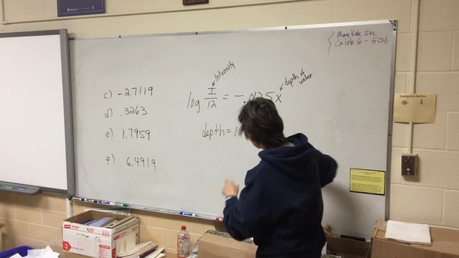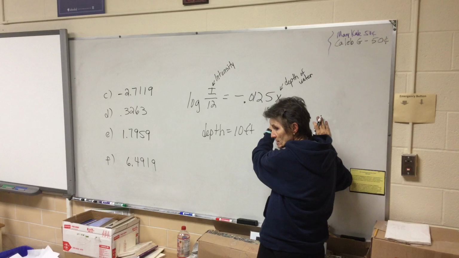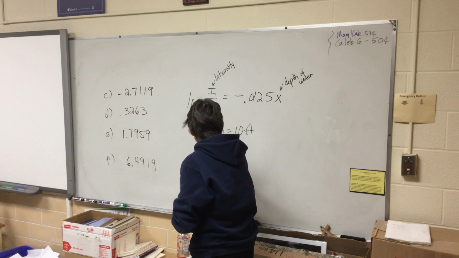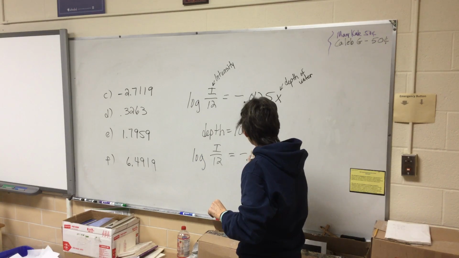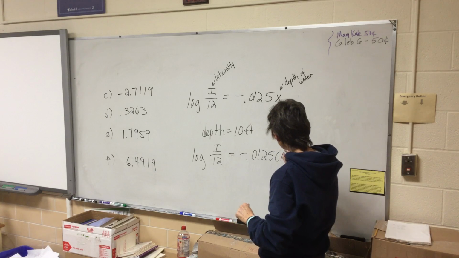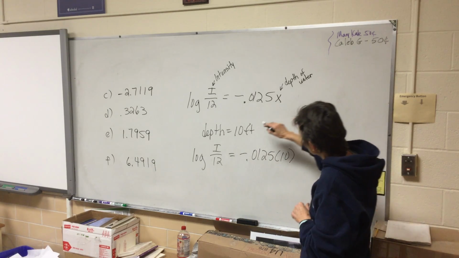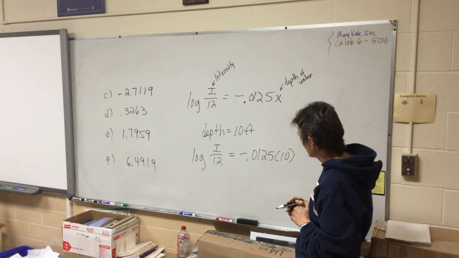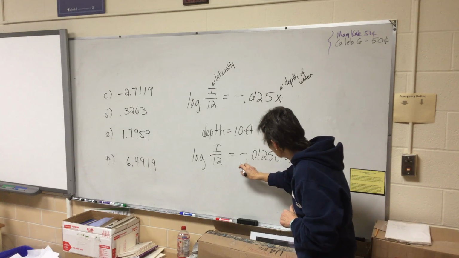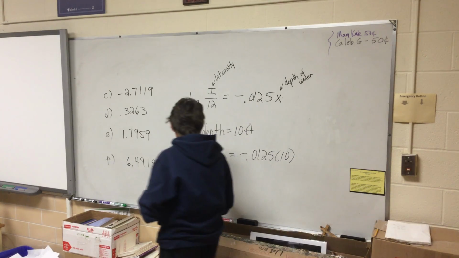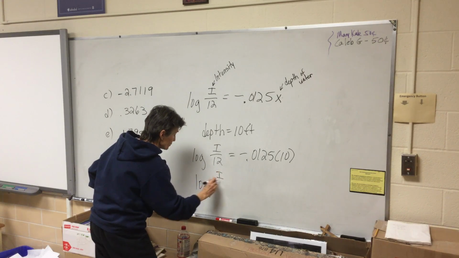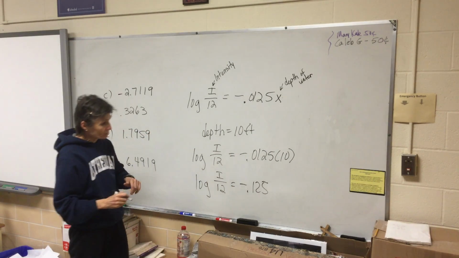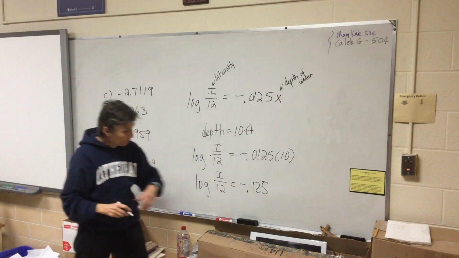So would you all agree that I'm going to put 10 in here for X? So I'm going to have an equation, and I know it's scary looking, but trust me, you're going to figure it out. I have an equation that looks like this now. The depth is 10 feet, that's the X value, so I'm putting 10 in there for X. Now let's go ahead and multiply this out. So you can either do that on your calculator or in your head. When I multiply by 10, that's just going to become 0.125.